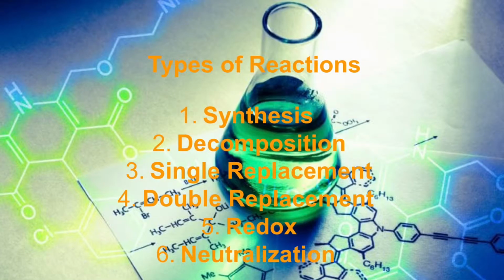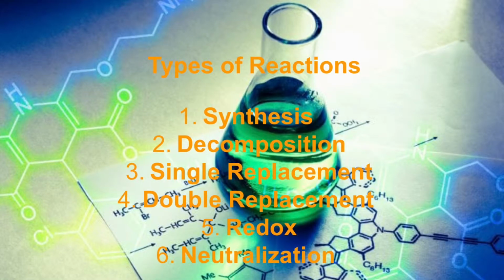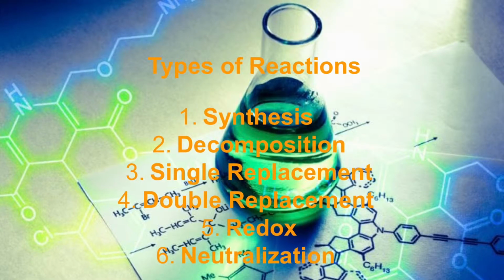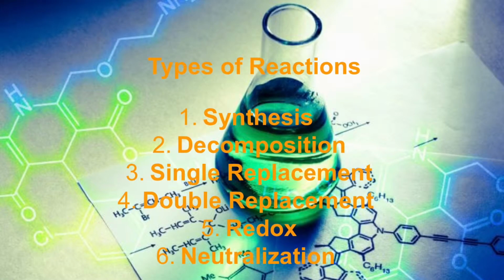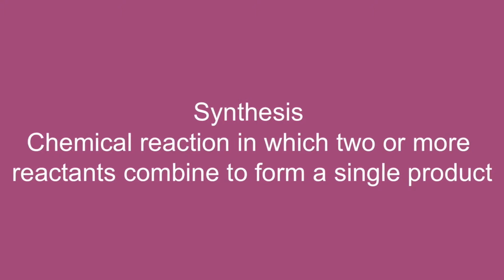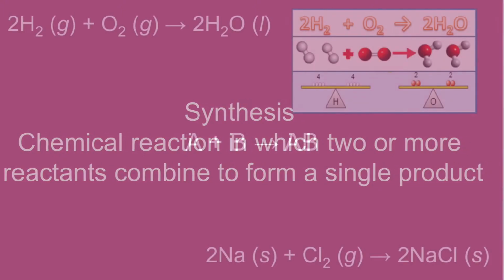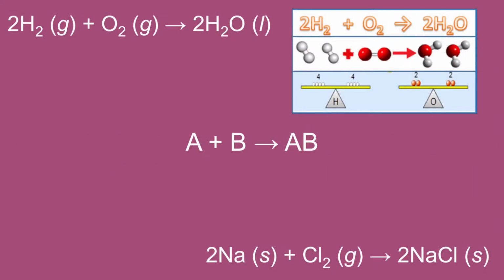The six main types of reactions discussed in this video are synthesis, decomposition, single replacement, double replacement, redox, and neutralization. A synthesis reaction occurs when two or more reactants combine to form a single product. A synthesis reaction can be represented by the general equation A plus B yields AB.